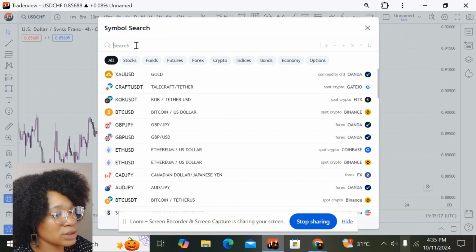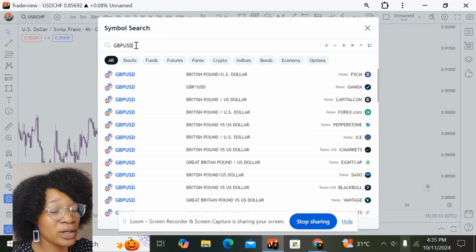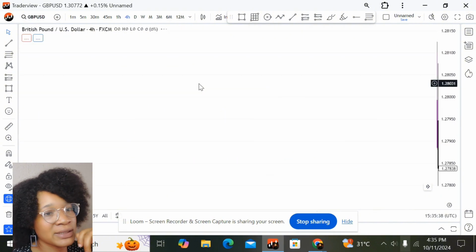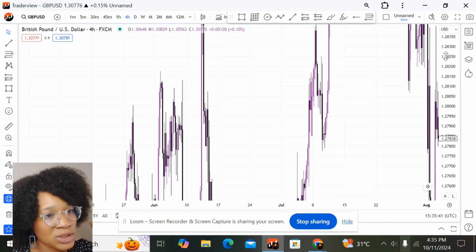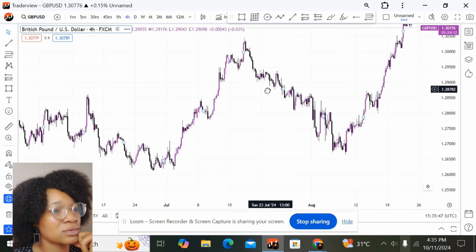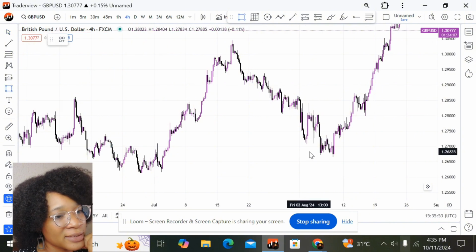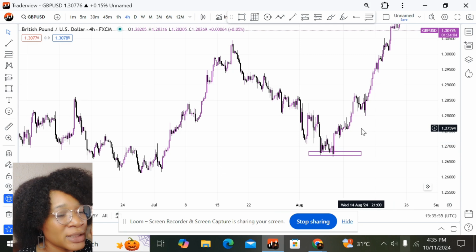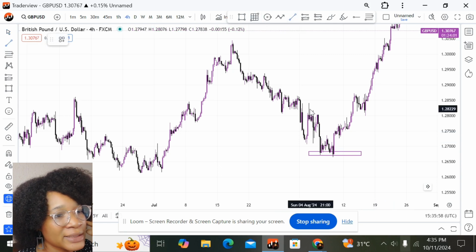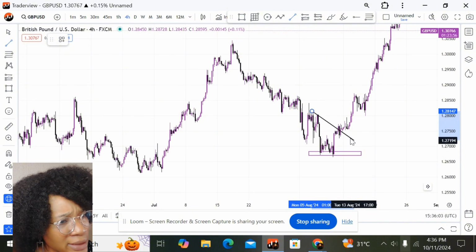Let's look at GBPUSD. Let's see if we can find any more of the reversal chart patterns on this chart. Okay, so this is a double bottom right here at the end of a downtrend. Not a diagonal neckline, it gave a horizontal neckline right here.